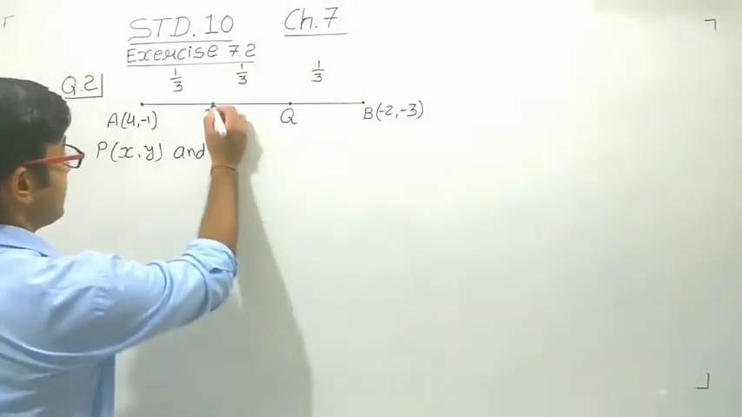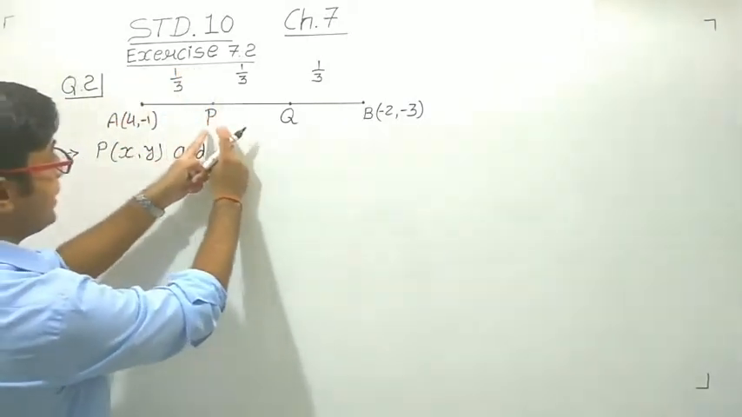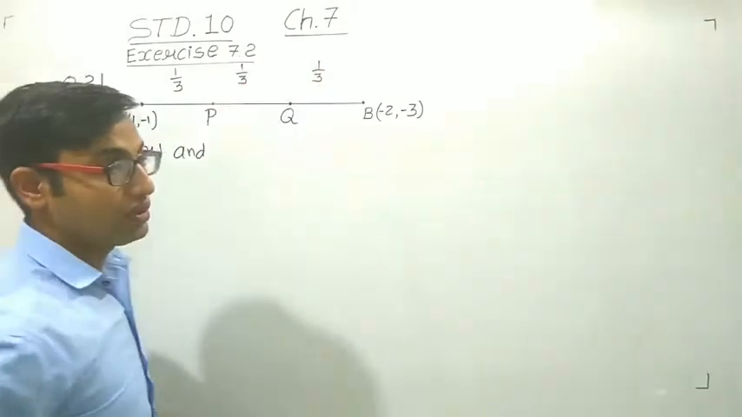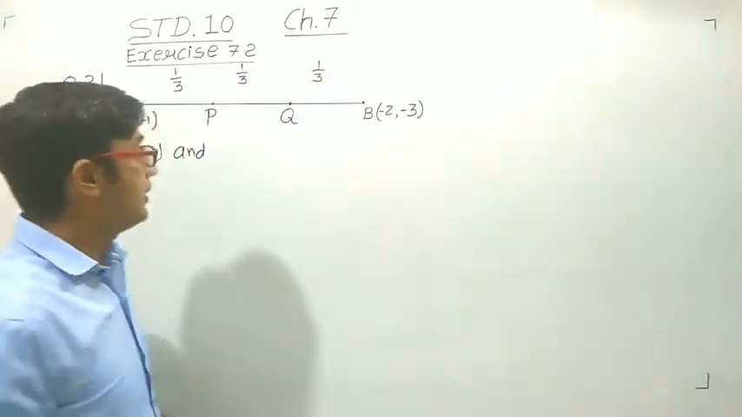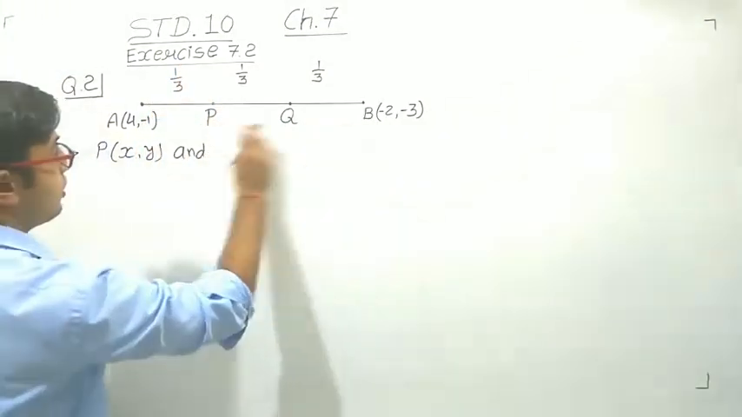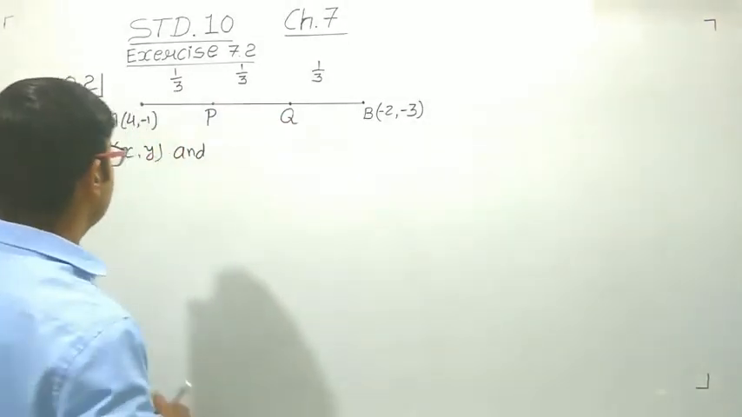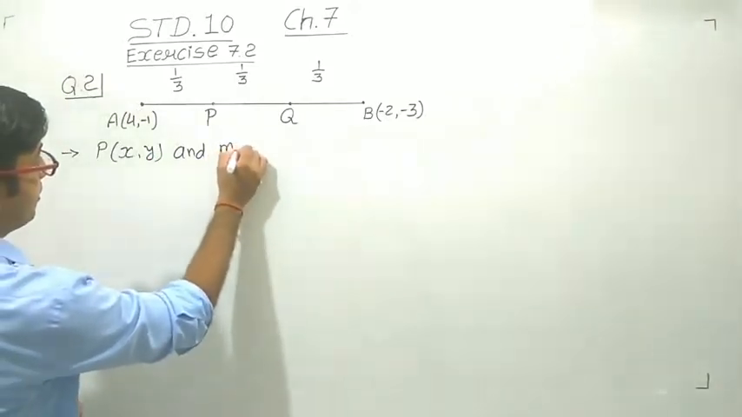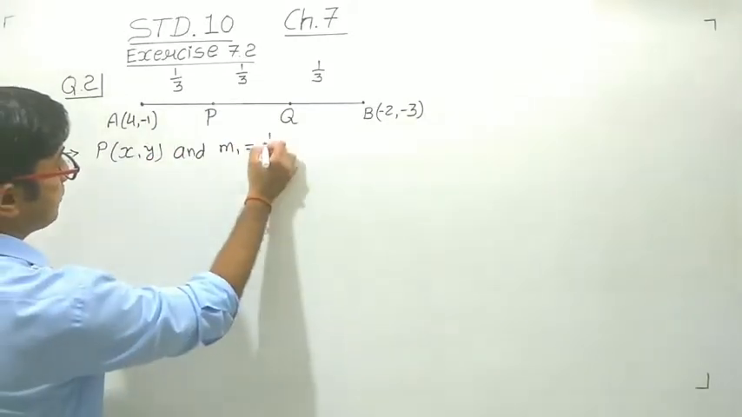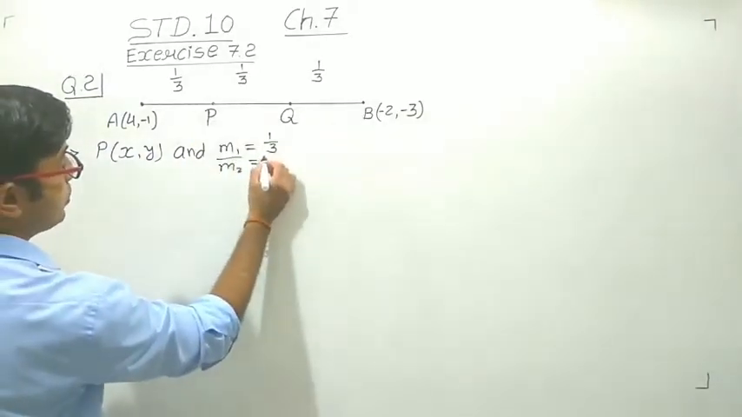Now we are considering the point P. AP is how much? That is 1/3. And PB is how much? PB means PQ plus QB, that is 1/3 plus 1/3, that is 2/3. So if AP is 1/3, then PB is 2/3. So here we can take the value of m1 equal to 1/3, and m2 we can take equal to 2/3.